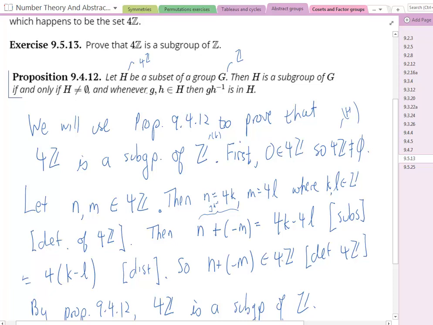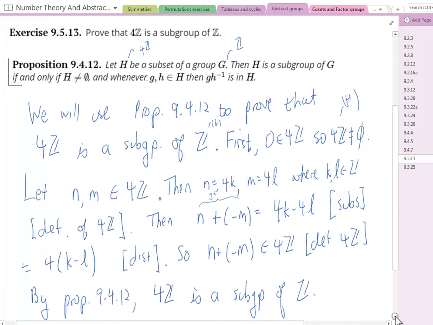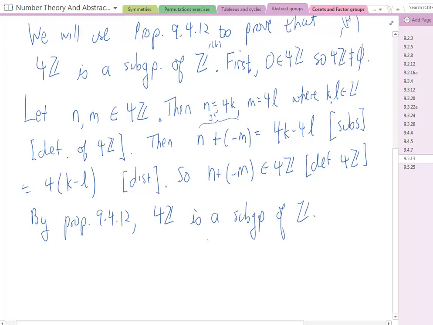So what have I shown? 4Z is my subset. So I've shown that if you take any two elements of the subset, then the first plus the inverse of the second is also in the subset. So that completes the proof that 4Z is a subgroup of Z. And that's really all you have to do. And you can even do it within one page.